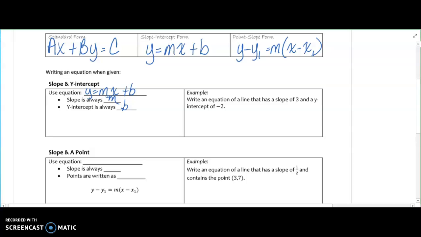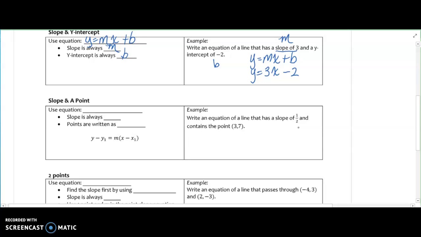So an example of that, we want to write an equation of a line that has a slope, your m, of 3 and a y-intercept, your b, of -2. So if we start with y equals mx plus b, replace the m with 3x, and the b with -2, we've written our equation. Not too bad, right?